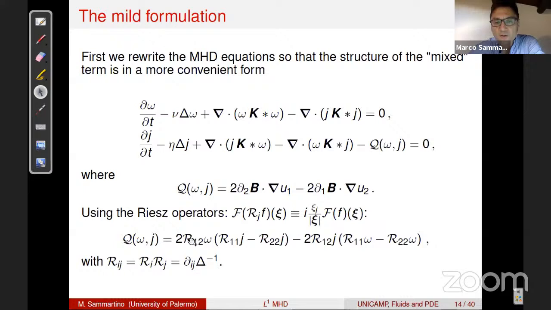certainly from this one, it's apparent that this is an order zero operator in the sense of harmonic analysis.